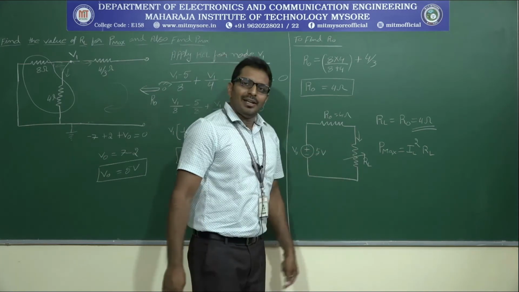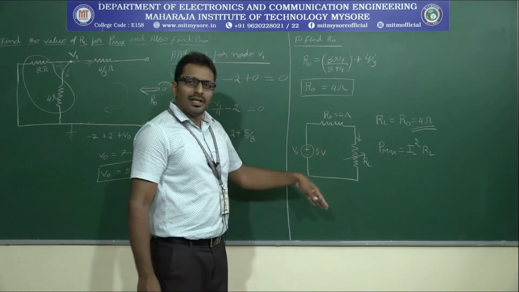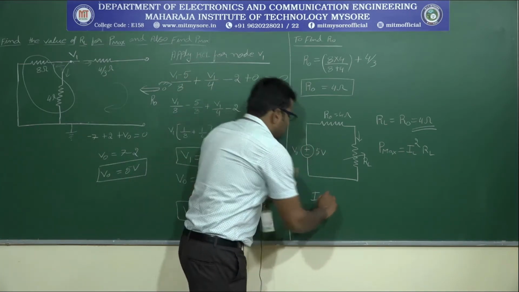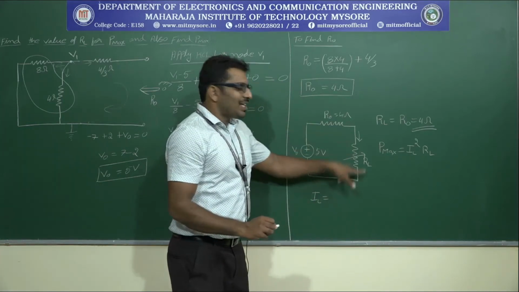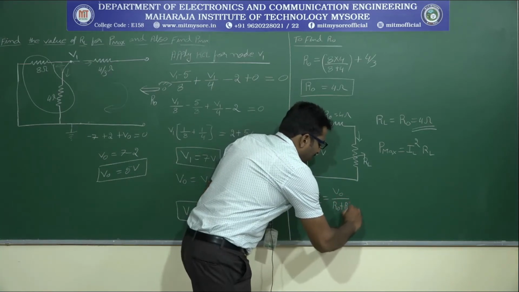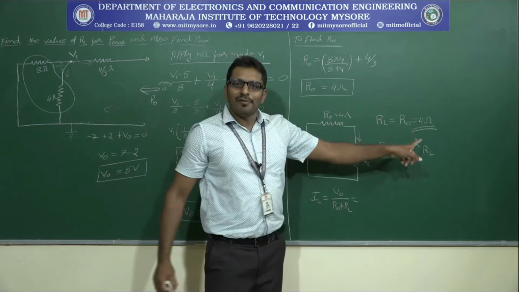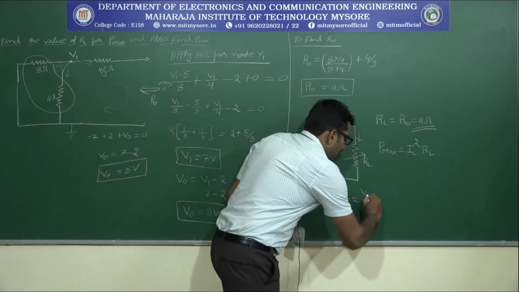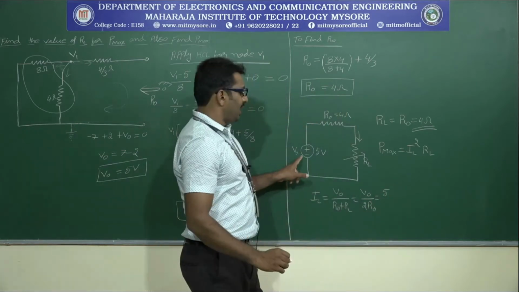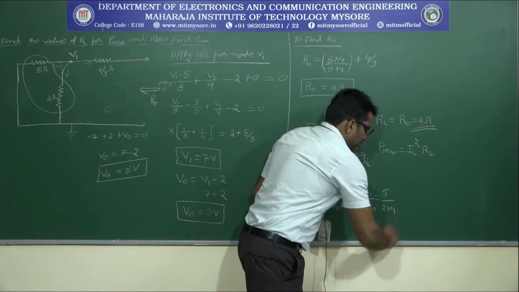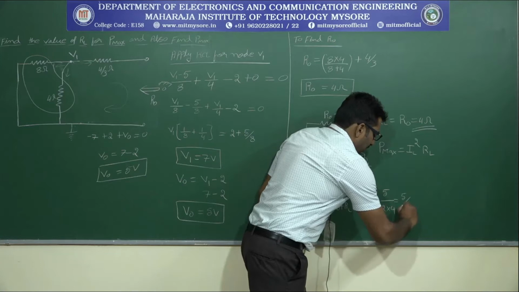Next, what is IL? What is current through load? It is a single loop circuit. Easily we can calculate what is current through load. IL is equal to V naught divided by R naught plus RL. But R naught and RL are equal because this is the condition in which we can transfer a maximum power, right? Therefore, V naught by 2 R naught. So what is V naught? 5. 2 into R naught means 2 into 4, which is 8. So this is 5 by 8.